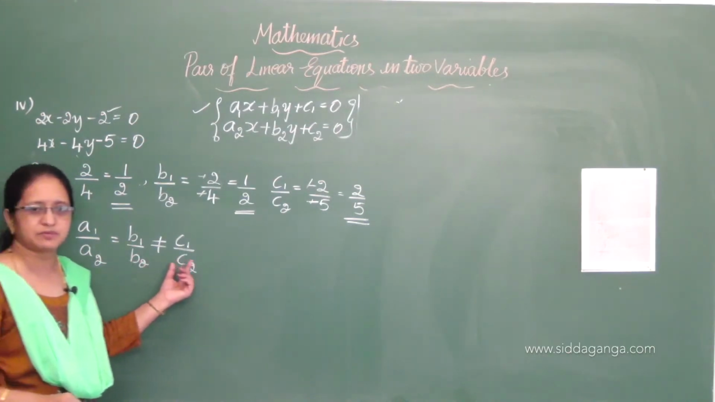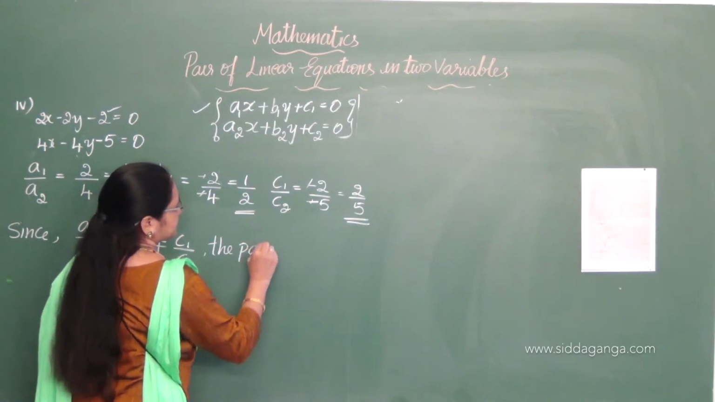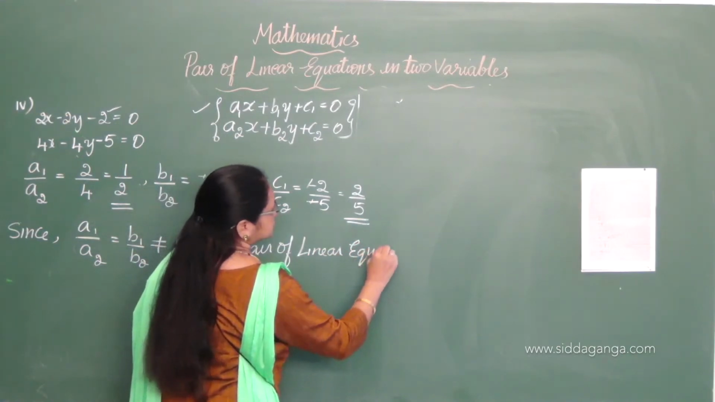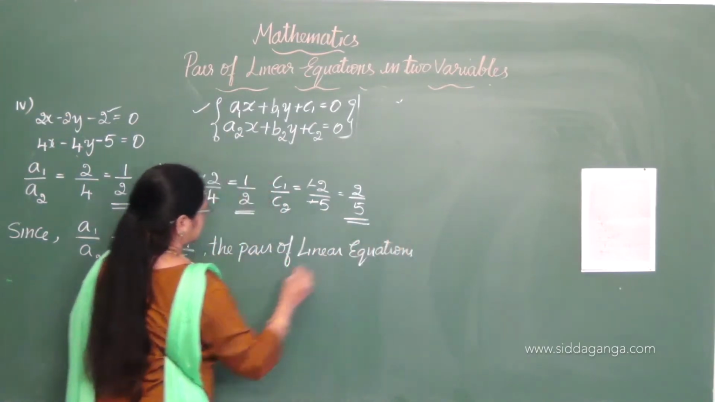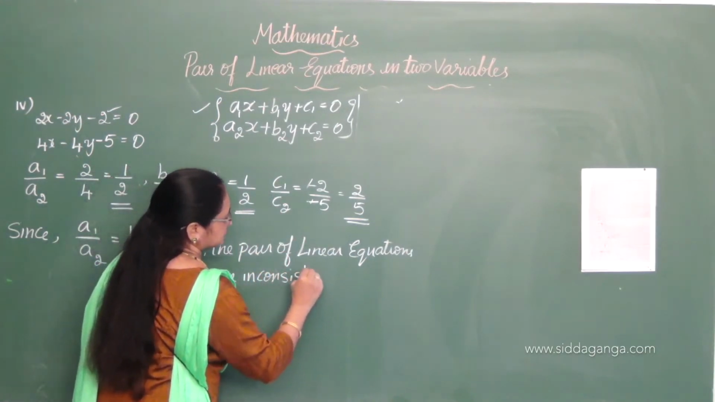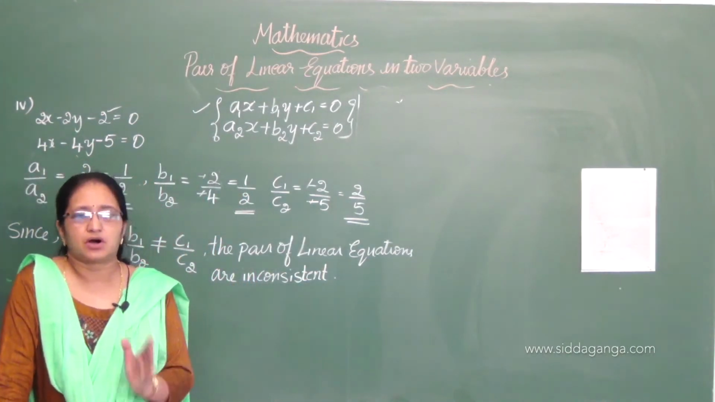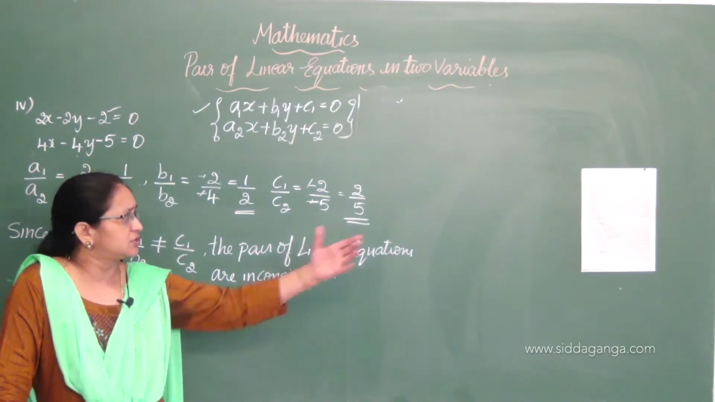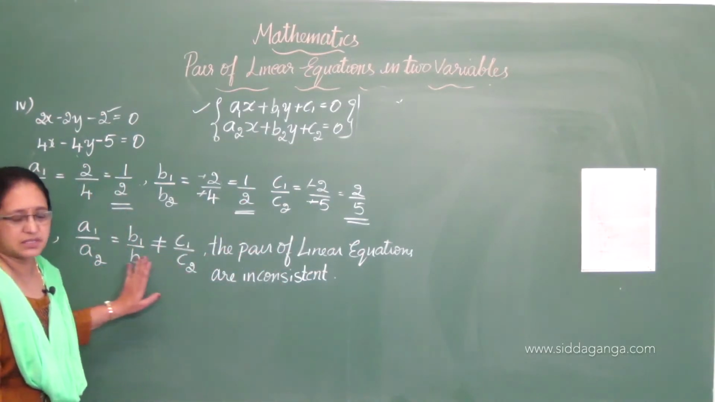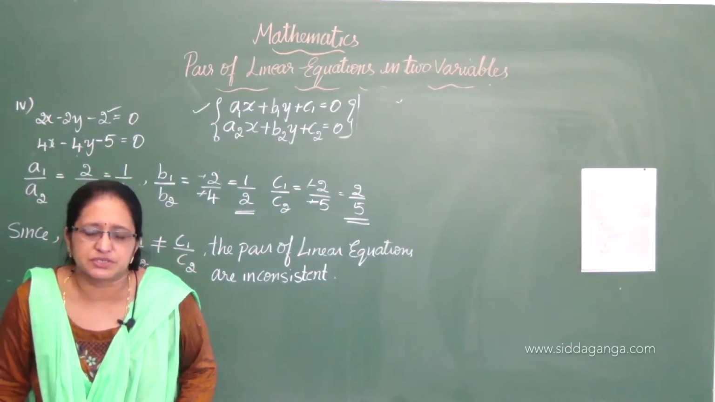So you have to write the conclusion: since a1 by a2 is equal to b1 by b2 is not equal to c1 by c2, the pair of linear equations are inconsistent, because they have asked the question whether the pair of linear equations are consistent or inconsistent. If it is consistent, you have to plot the graph. If it is not consistent, you need not worry, you can stop here only. But writing the conclusion is very, very important. Understood? Okay. I hope so. Yes, and thank you.